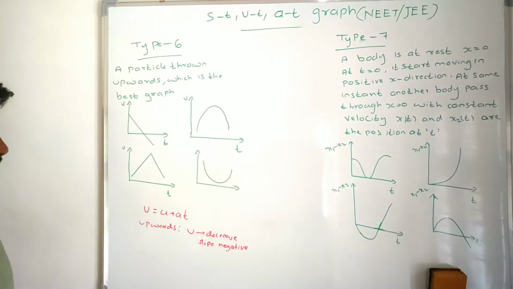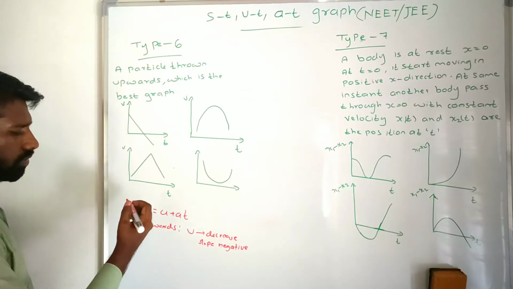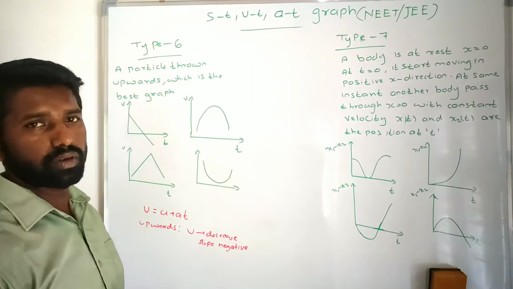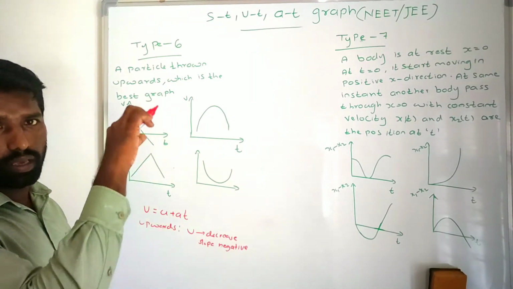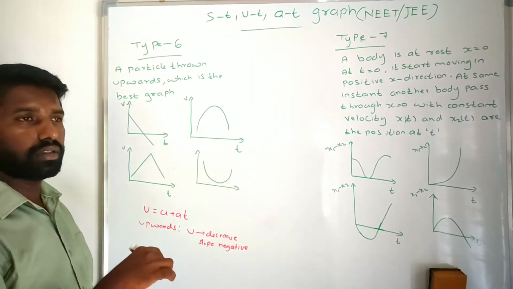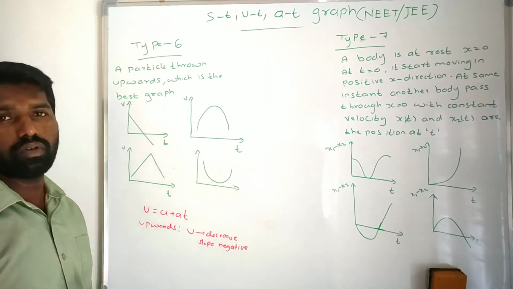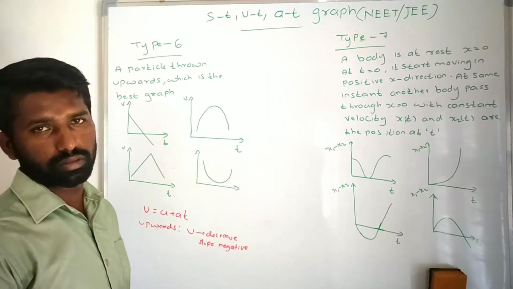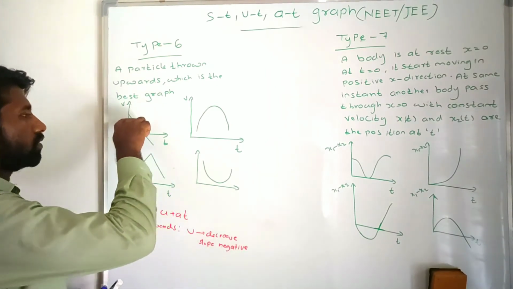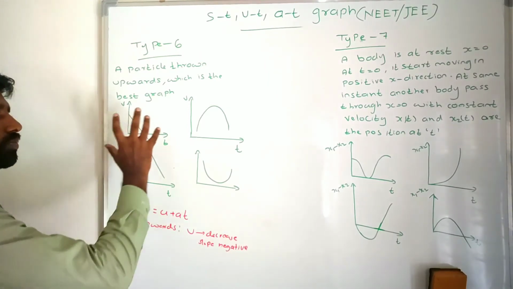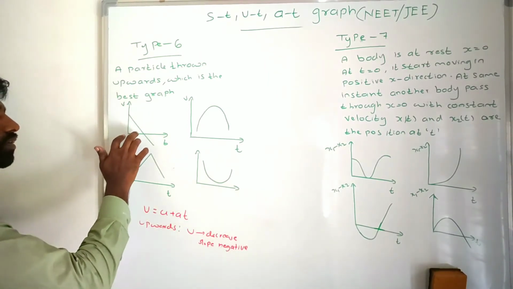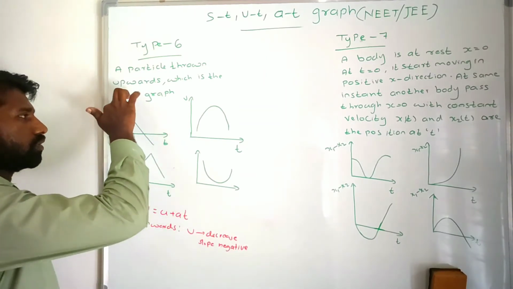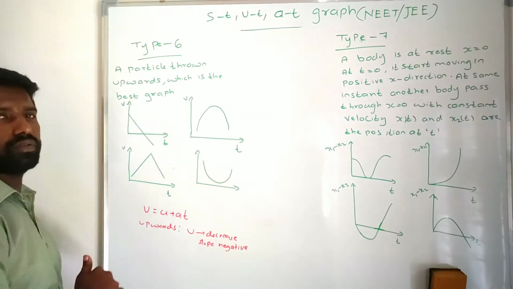Then next we get the downward motion. When it reaches the maximum height, the velocity is 0. Then the velocity starts to increase. Clear? So we will see which graph is suitable for that. Initially the velocity is maximum, and when the body goes upward, the velocity decreases and reaches 0.